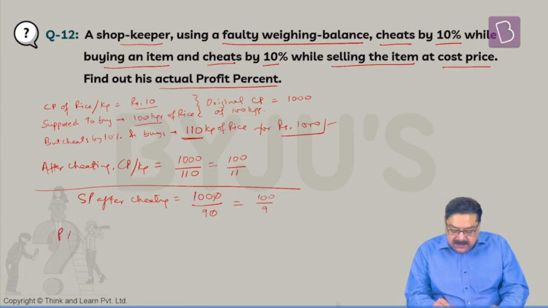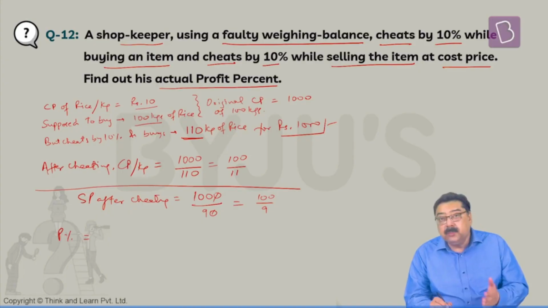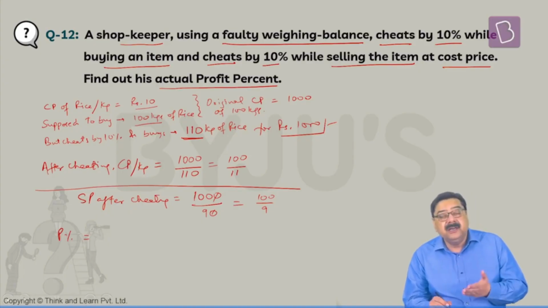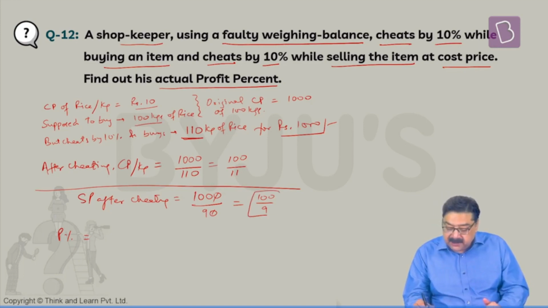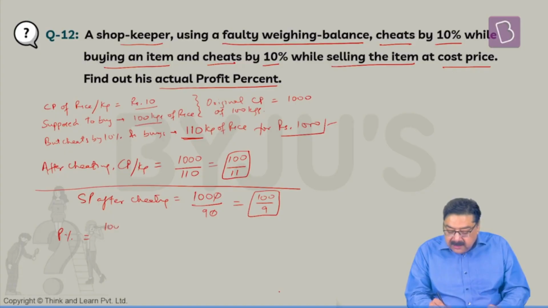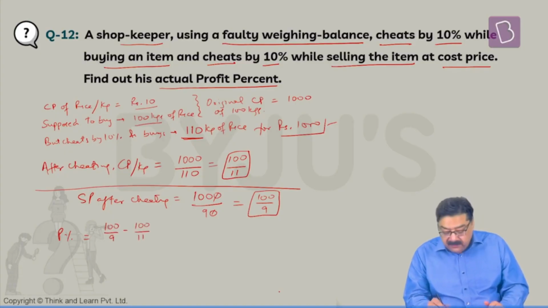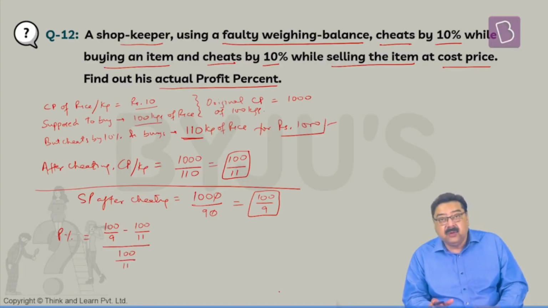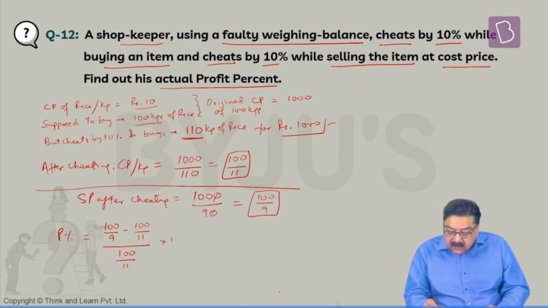Now profit percent, you know, is actual profit by cost price into 100. Now what is actual profit? Selling price minus cost price. Now this is a selling price after cheating. This is a cost price after cheating. So 100 by 9 minus 100 by 11. This is the actual profit divided by 100 by 11, which is the actual cost price after cheating, into 100.